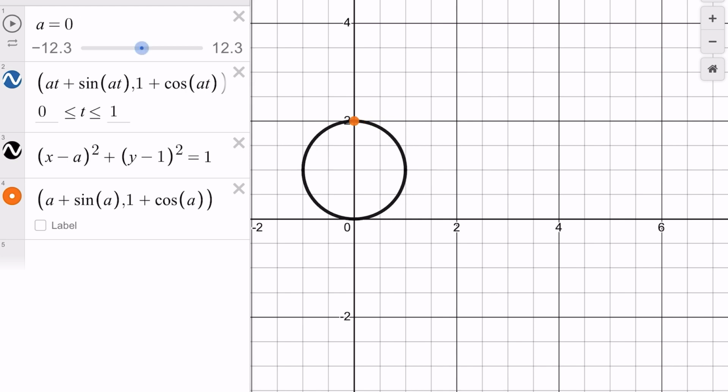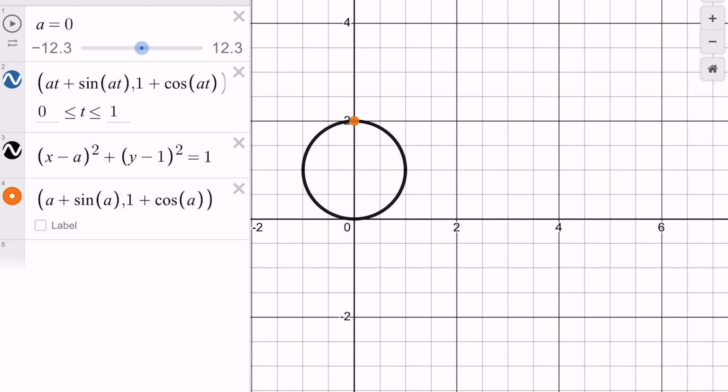Okay, so at the start where the circle is centered on the y-axis, the point there which is rolling is right at the top of the circle. And you might see that the equations are a little bit different to the ones that were given in the exam paper, because we've got a t inside the sine and the cosine, and also at the front.